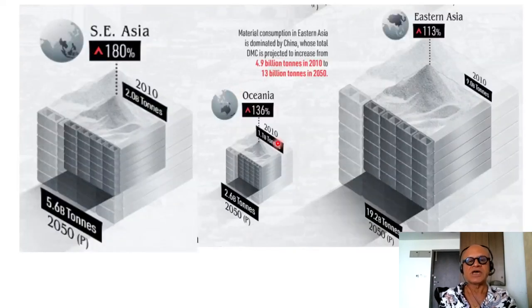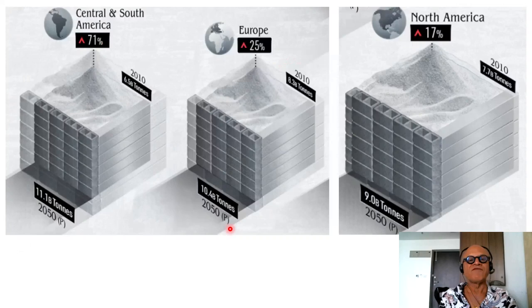Oceania, which includes Eastern New Guinea here, and Australia and New Zealand, is going to jump 136% from 1.1 billion tons in 2010 to 2.6 billion tons projected for 2050. Okay.